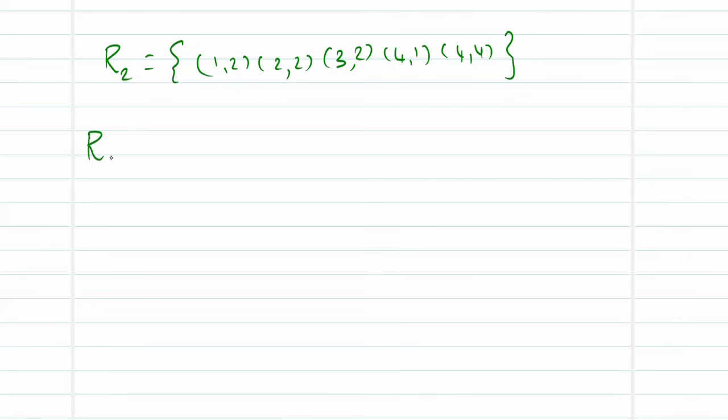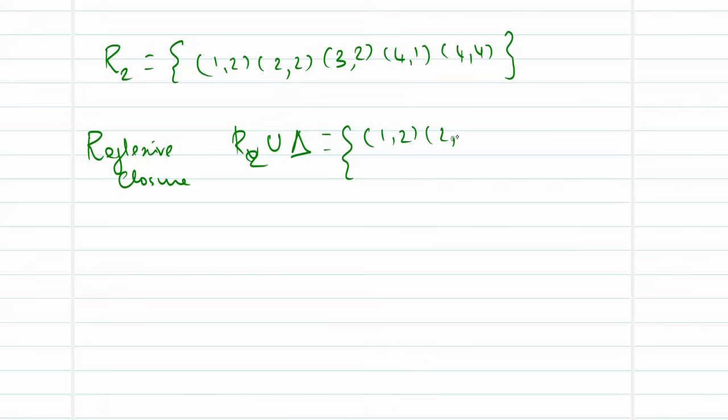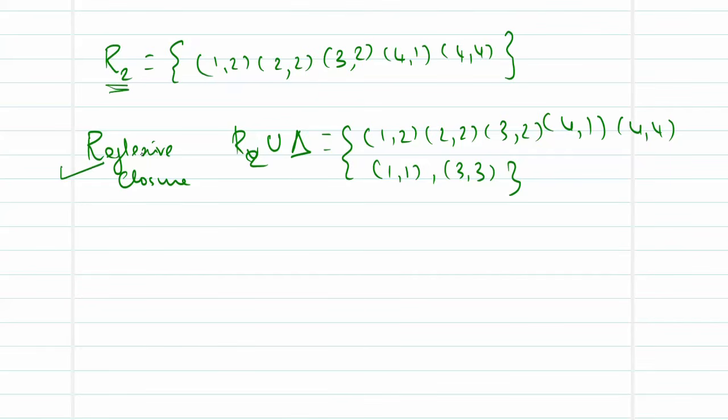Now what is going to be my reflexive closure? It is R2 union your delta. So I have (1,2), (2,2), (3,2), (4,1), (4,4), to include elements (1,1) of delta, (2,2) is already there, (3,3) of delta, (4,4) is already there. Now this set includes all its reflexive elements and it is called the reflexive closure of the relation R2.